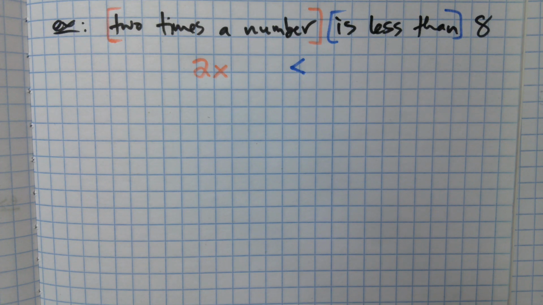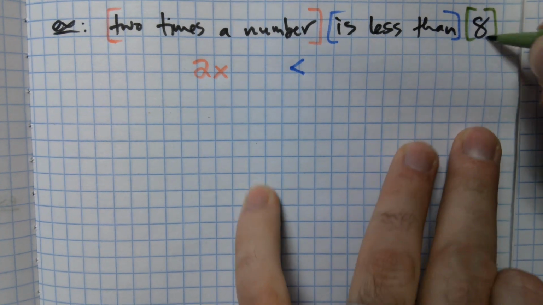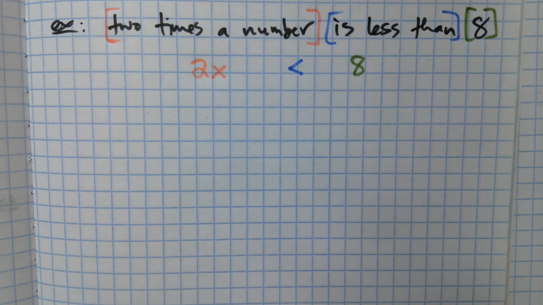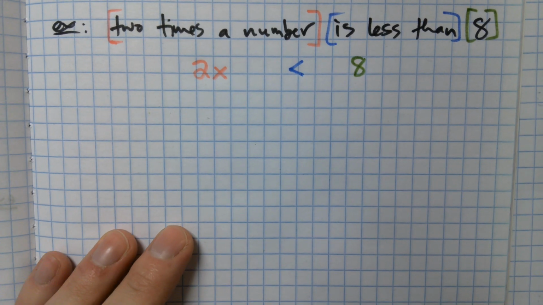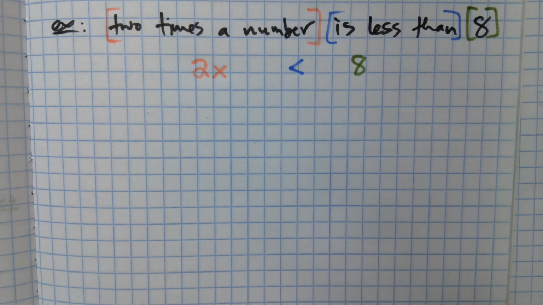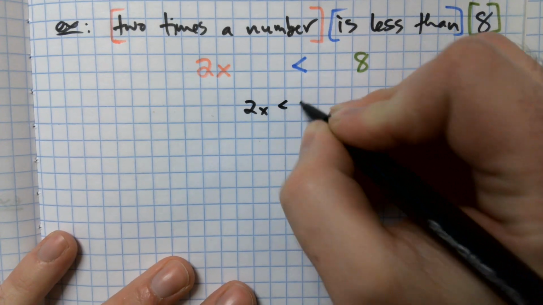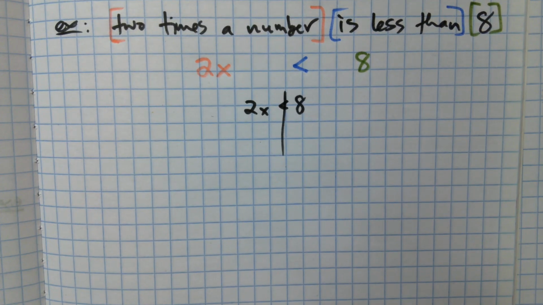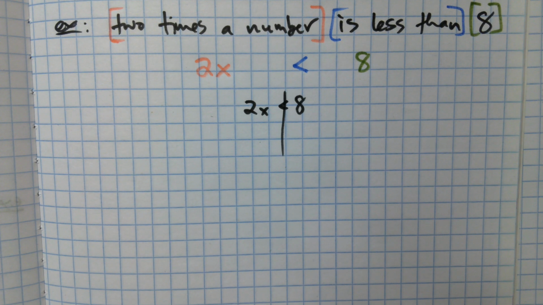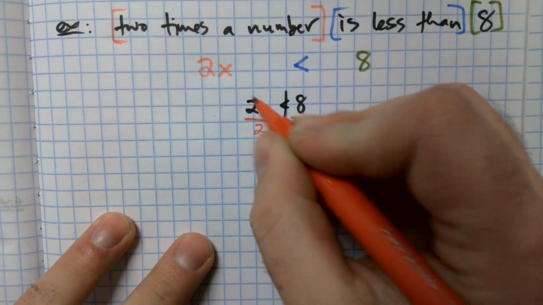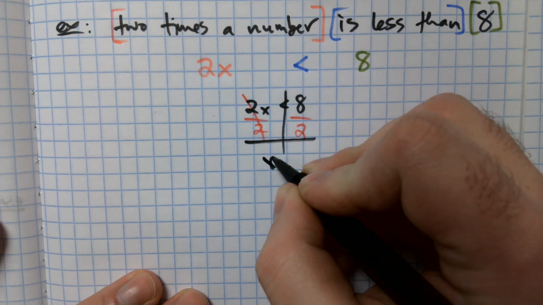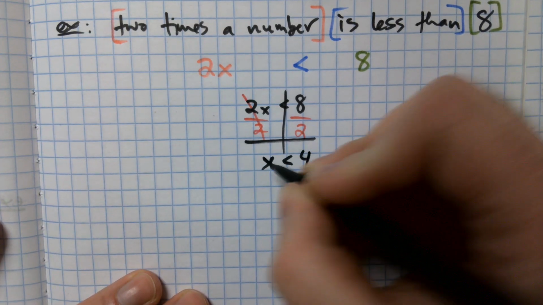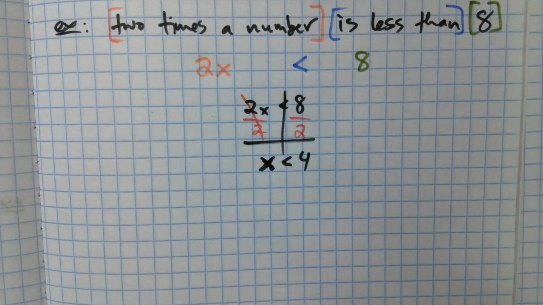2 times a number is less than 8. Well, how can I write 8? 8. There's my inequality. 2x is less than 8. What do I need to do on both sides to get x all by itself? Divide by 2. And what is 8 divided by 2? X equals, no, x is less than 4.